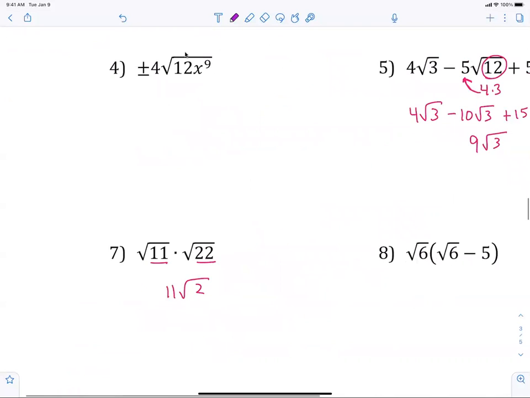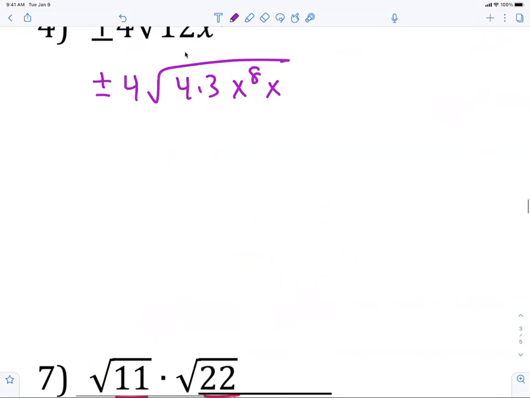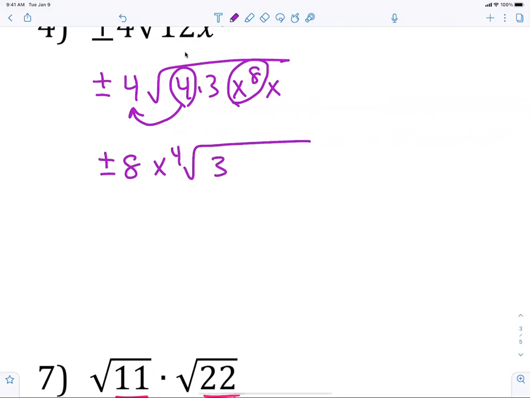Let's check out number 4. Now on this one, recall plus or minus 4. 12 breaks down to 4 times 3, x to the 8th and x, because your variables have to be even. So what's the square root of 4? 2. So with that 4 outside, that makes it 8. So plus or minus 8, then x to the 4th, radical 3x. Everybody okay with that?